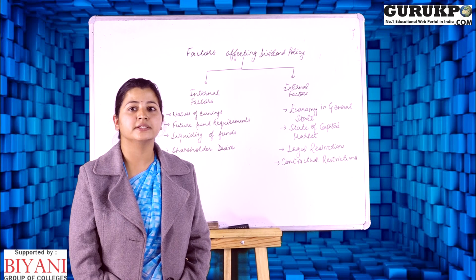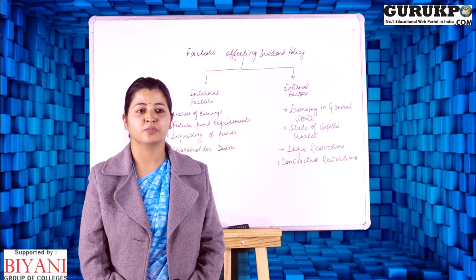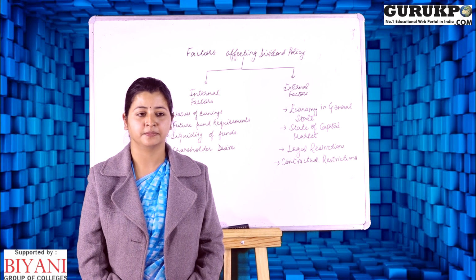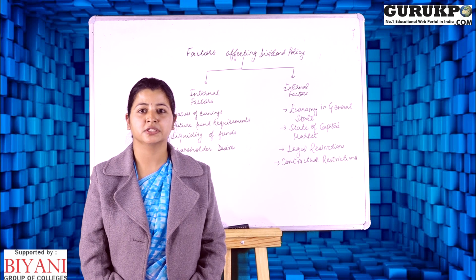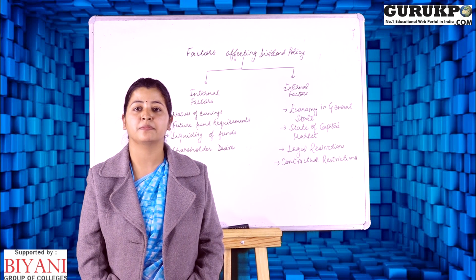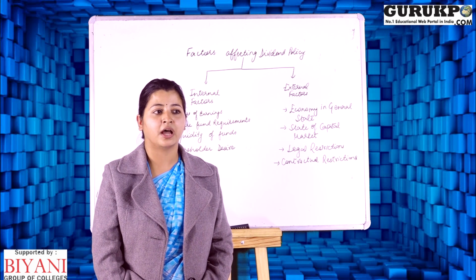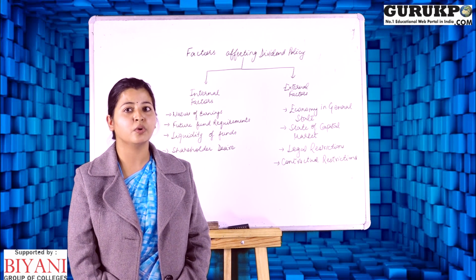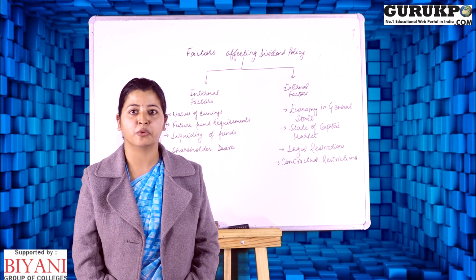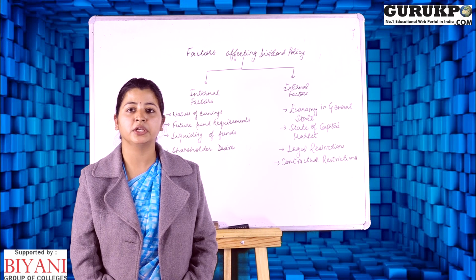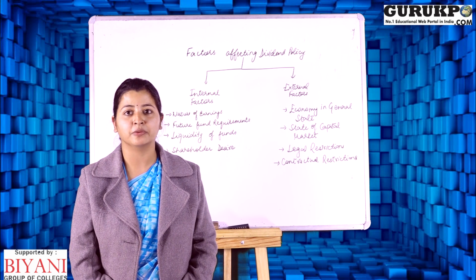The last point is contractual restriction. When a company borrows funds from various bankers and financial institutions, sometimes the banks and financial institutions make an agreement with the company that until and unless you pay the loan to us, you cannot give dividend to the shareholders, or you can give dividend only up to 5% until you pay the whole loan amount to us.